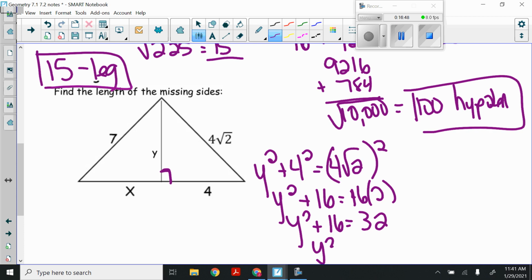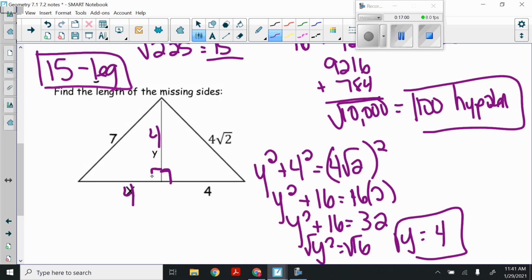Subtract 16, so I get y squared equals 16. Take the square root, y equals 4. So there's the first side. So I know now this is 4. Now I can use that and do Pythagorean theorem on this side. I don't know why I just copied that down there. Do Pythagorean theorem on this side and find x.